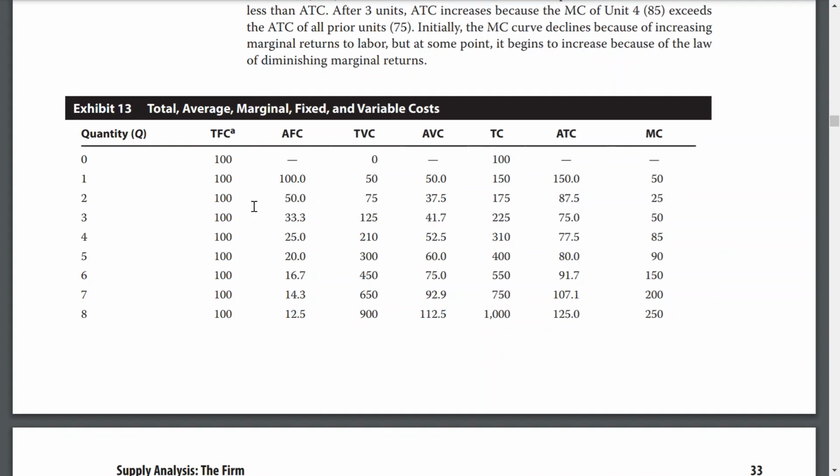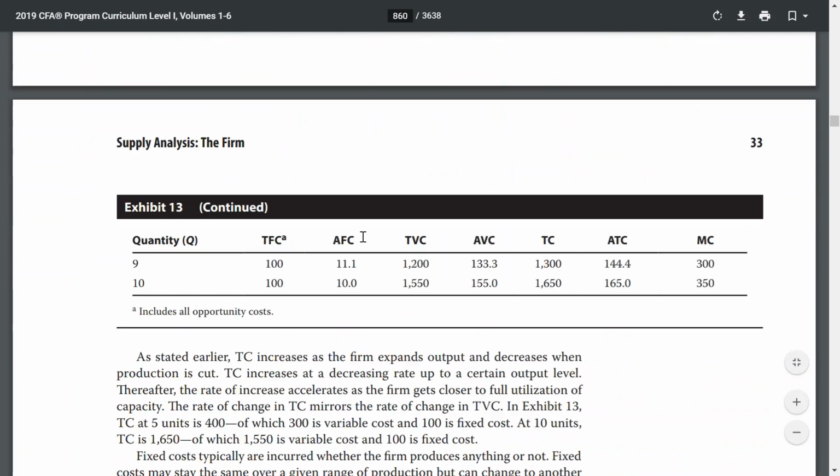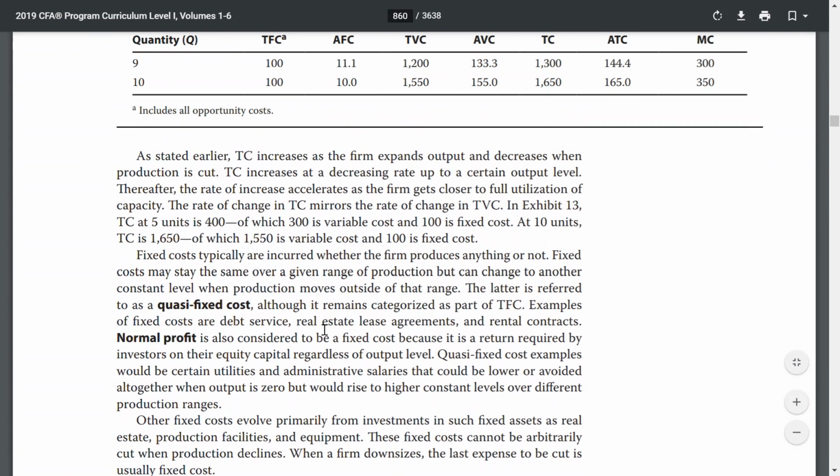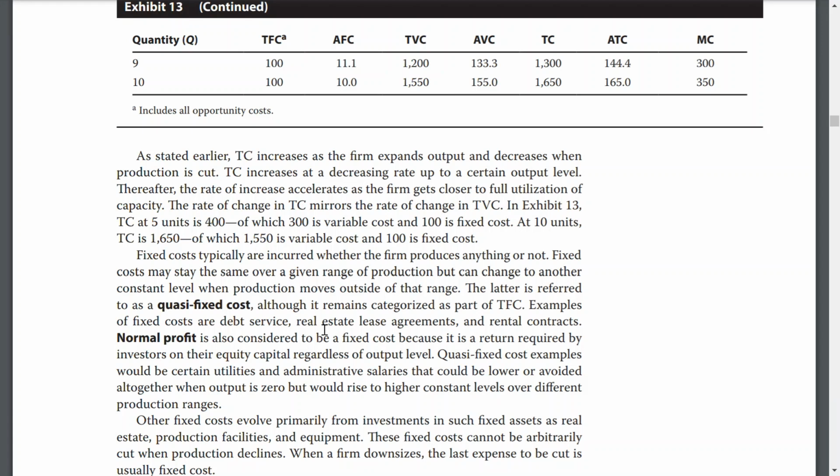So here's the graph. Here's the graph continued. As stated earlier, total cost increases as the firm expands output and decreases when production is cut. Total cost increases at an increasing rate at a certain output level. Therefore, the rate of increase accelerates as the firm gets closer to full utilization of capacity. The rate of change in total cost mirrors the rate of change in total variable cost. In Exhibit 13, total cost at 5 units is 400.